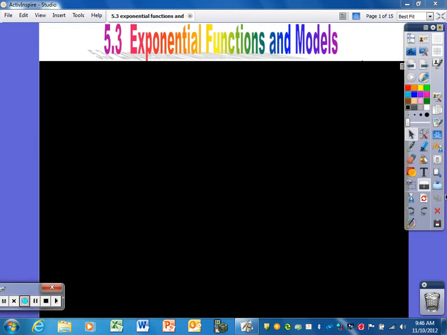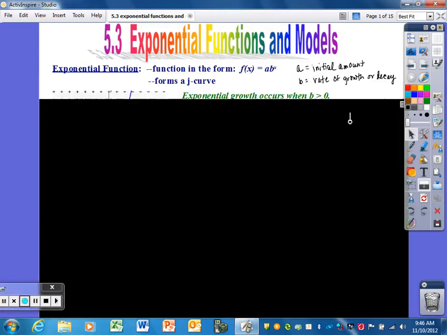Today we are going to talk about exponential functions and their models. So we will be looking at what is an exponential function, what does the graph look like, and where are some real life situations where we see exponential models.